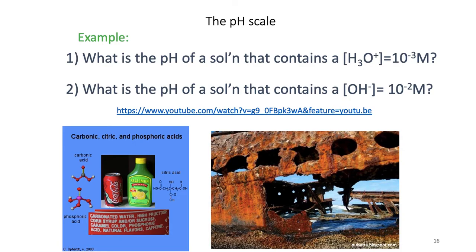Here's another example, or two examples, of calculating pH of a solution when you're given the H3O plus concentration, and when you're calculating the pH of a solution when you're actually given the OH minus concentration. Once again, click on this and it will take you to a video that explains both of these examples. But these are just some calculations that we can do knowing the pH values, or if we're given the concentrations, to try to find the pH.